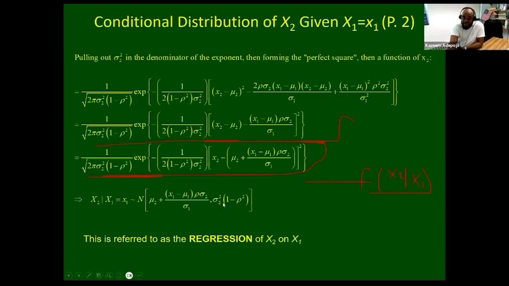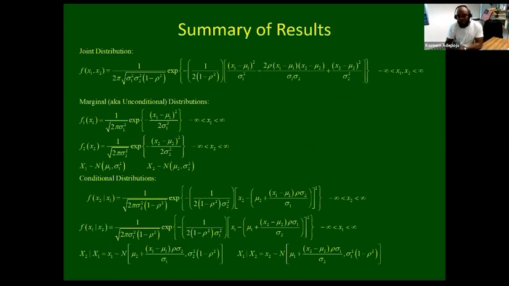Take a look at that. I'm going to say that again. When you plug in rho equal to 0, that is when correlation equals 0, which means x1 and x2 don't have a relationship. In that situation, we expect x2 given x1 to be the same as x2, so the mean is just mu2 and the variance is just sigma 2 squared. So please take notes. Now, what is the summary of the results?